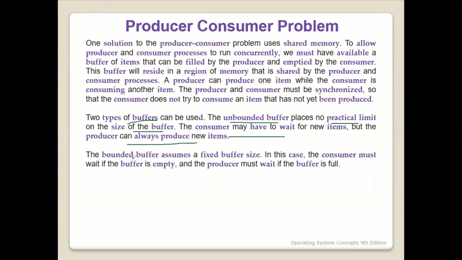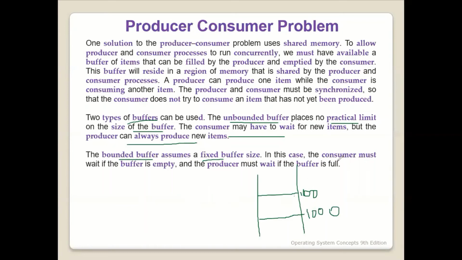But when you go to the bounded buffer, there is a fixed size. So in your memory, starting from this location until this location, this location address is 100, for example, and this address is 1000. So starting from this location until this location is the buffer size, fixed size.